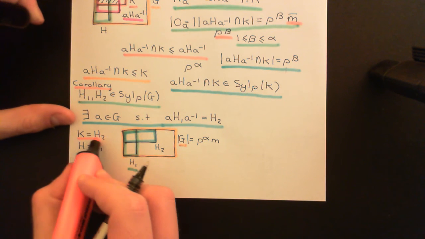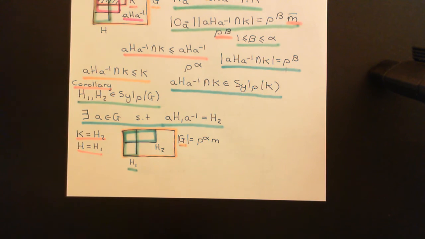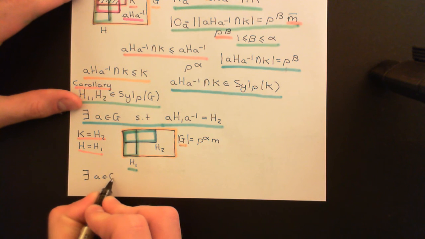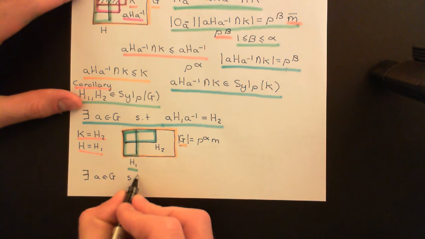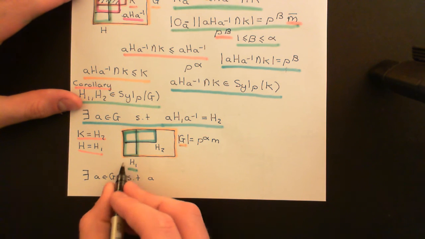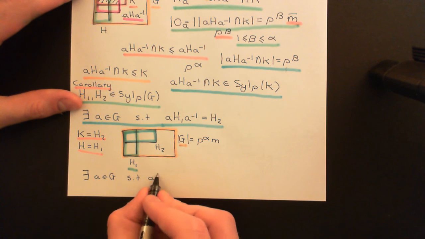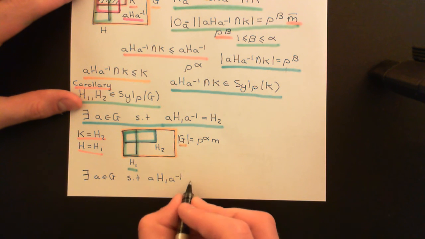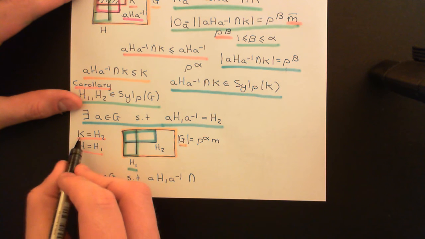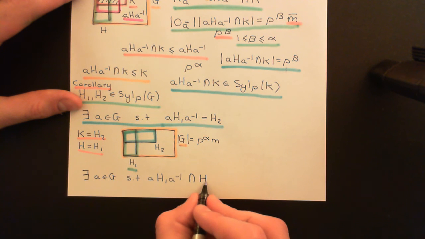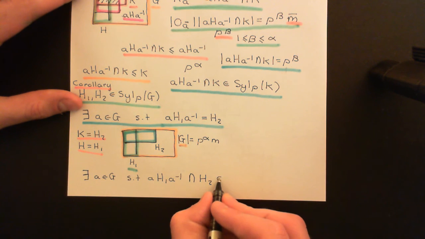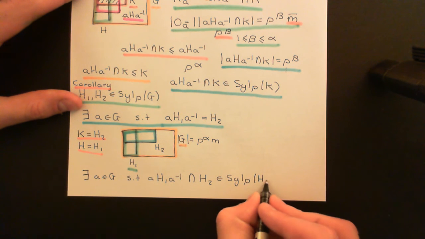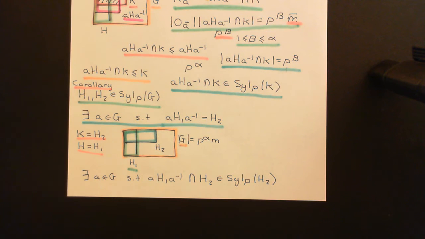What I know by the second Sylow theorem is that there will always exist some element of the group, an element little a, such that if I conjugate my Sylow subgroup, which in this case is H1, by this element little a, and intersect this with my subgroup K, which is H2, this thing is going to be a Sylow P subgroup of my subgroup K, which is H2 in this case, my second Sylow P subgroup.